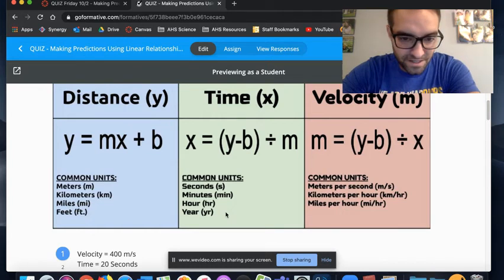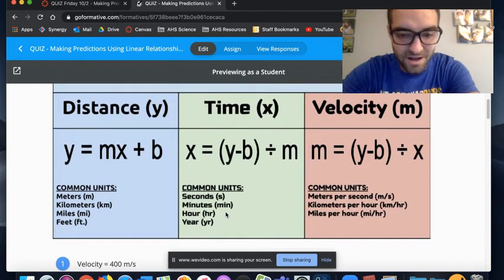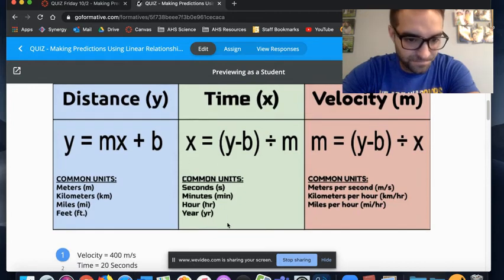I really want to make sure you get the units correct. That will be part of the grading in this. You will not get full credit if your units are not correct. And then again for time: seconds, minutes, hours, and years.